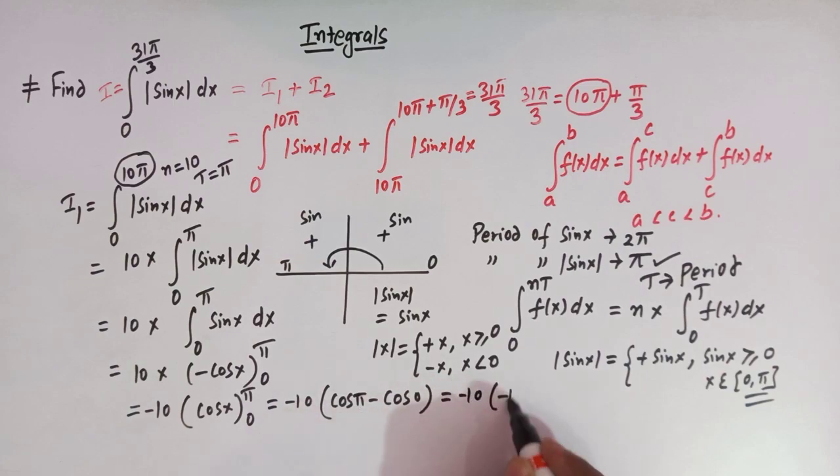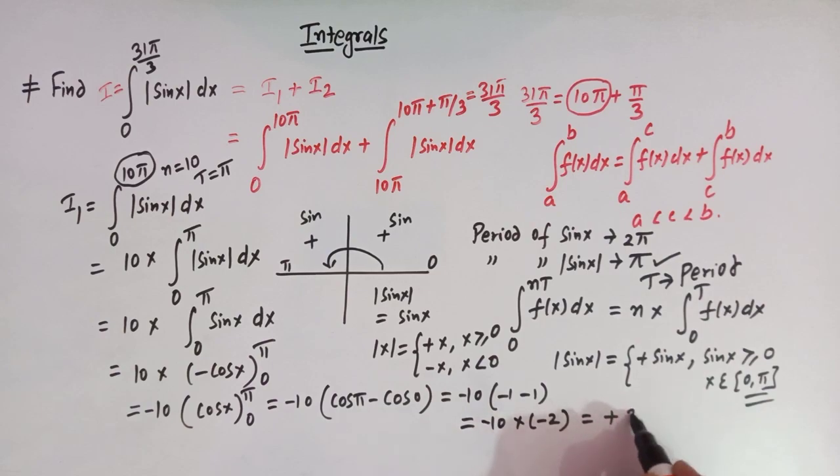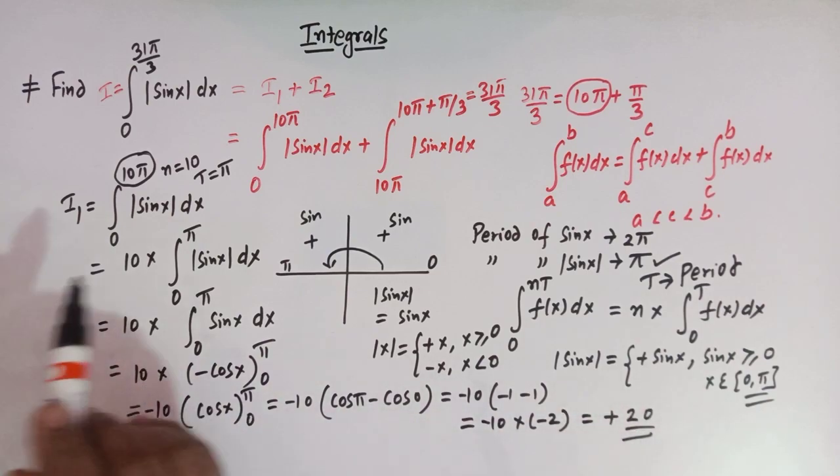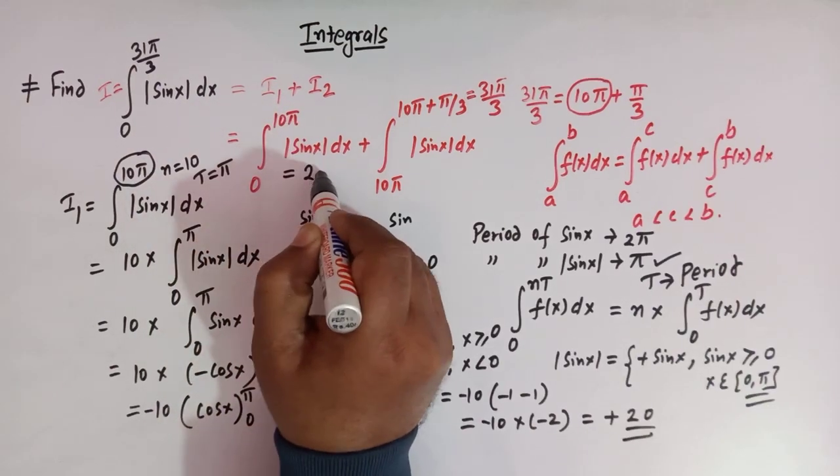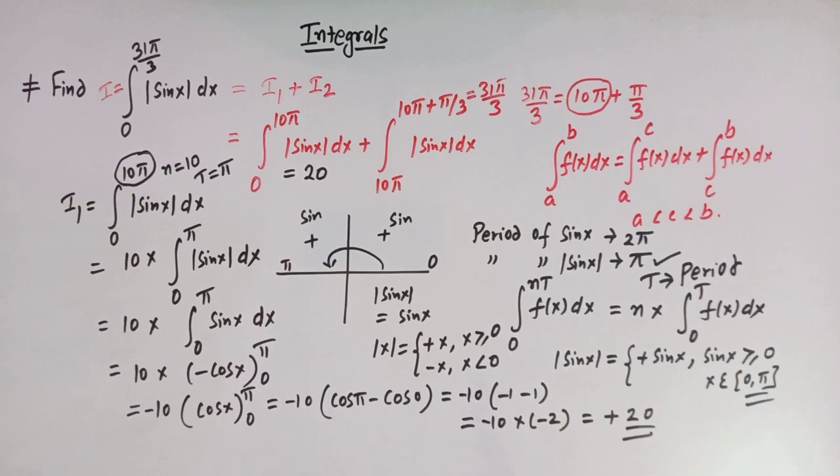Cos of pi is minus 1. Cos of 0 is 1. So we have minus 2. So this is minus 10 times minus 2, that is plus 20, right? So the value of this integral I1 is 20. Now let us consider the second integral.